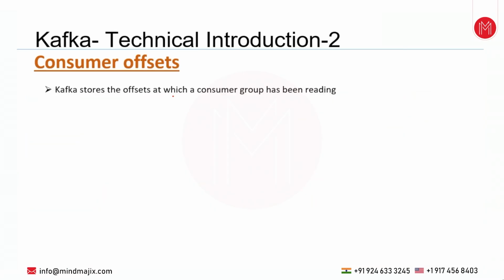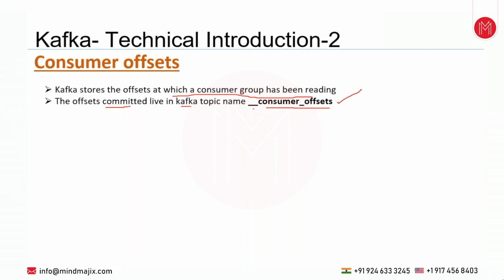Kafka stores the offset at which a consumer group has been reading. The offsets are committed and live in a Kafka topic called __consumer_offsets. Whenever we start a Kafka cluster, the Kafka cluster automatically creates a topic called __consumer_offsets. This is completely managed by the Kafka cluster itself. We do not have any control over this particular topic.